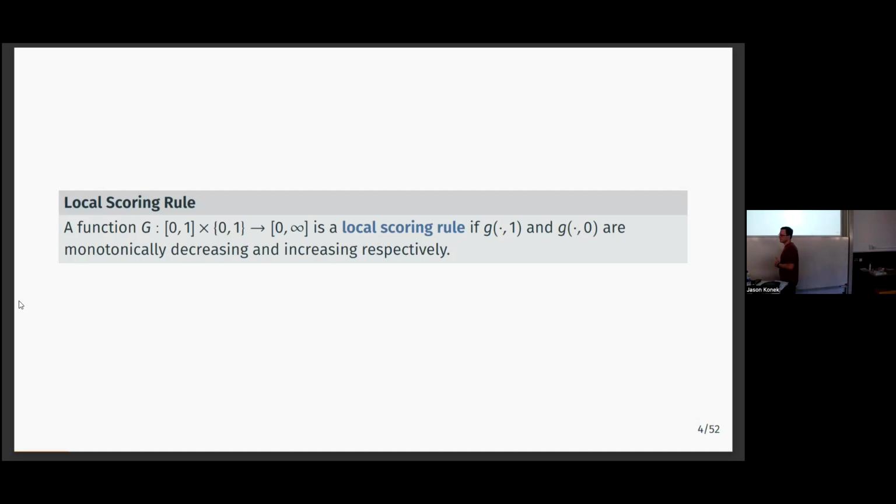So start by thinking of a local scoring rule. It's going to score just these binary variables taking values 0 or 1. That's the second argument for G. You have some subjective probability between 0 and 1, and you get a score somewhere between 0 and positive infinity. Let's just rule out the one that's always infinity. Other than that, I'm just going to say it's weakly monotonic, increasing or decreasing, not even strictly at this point.